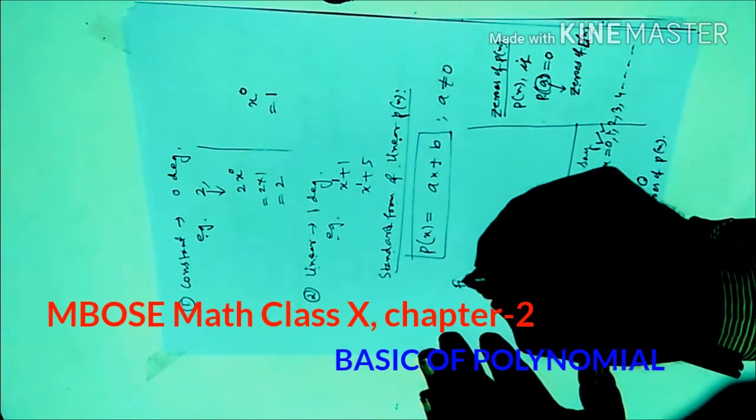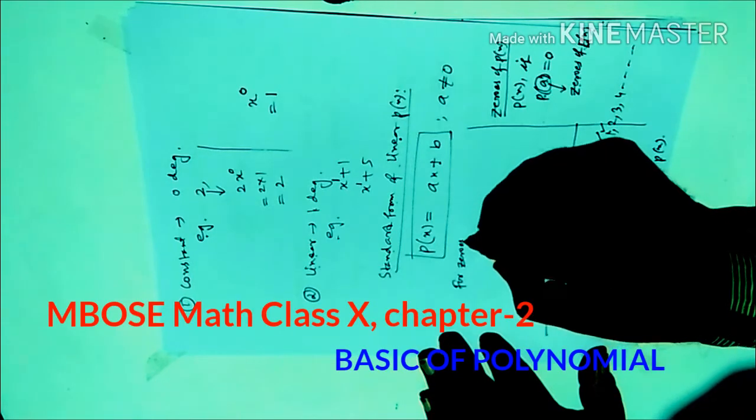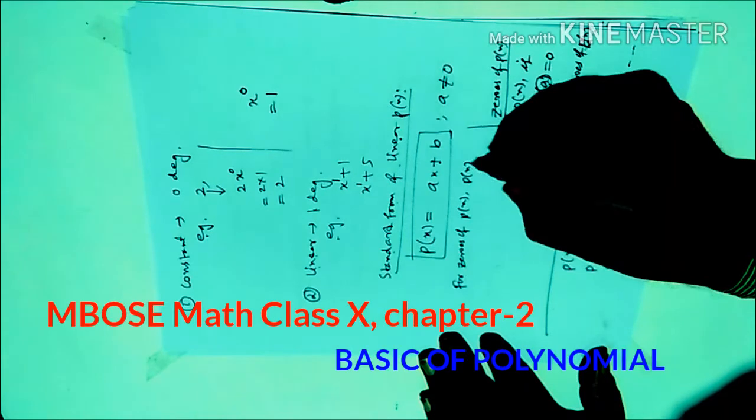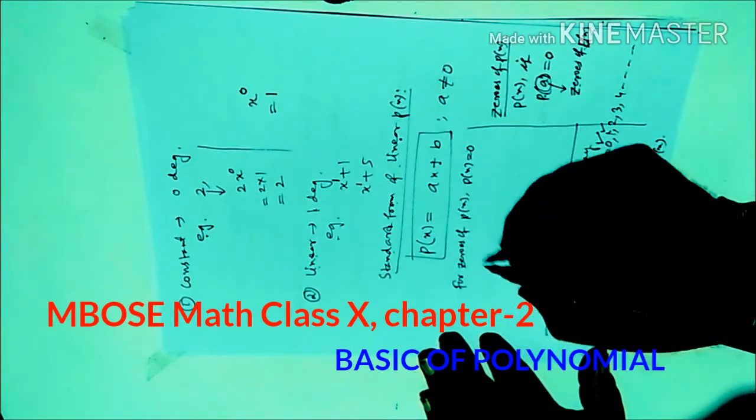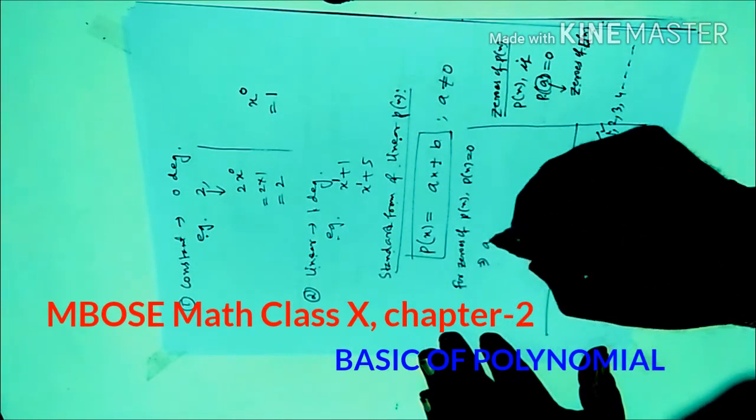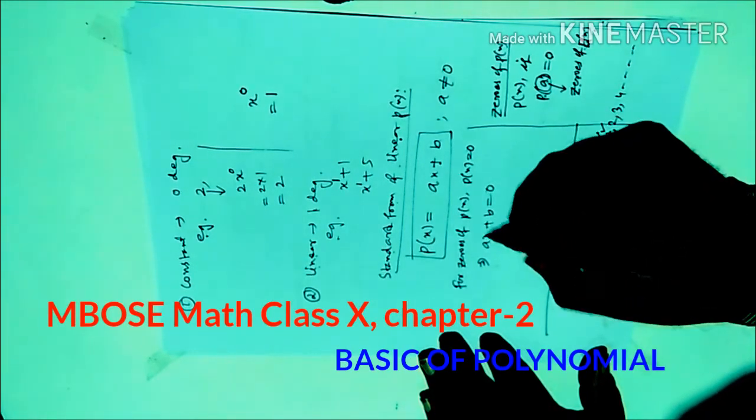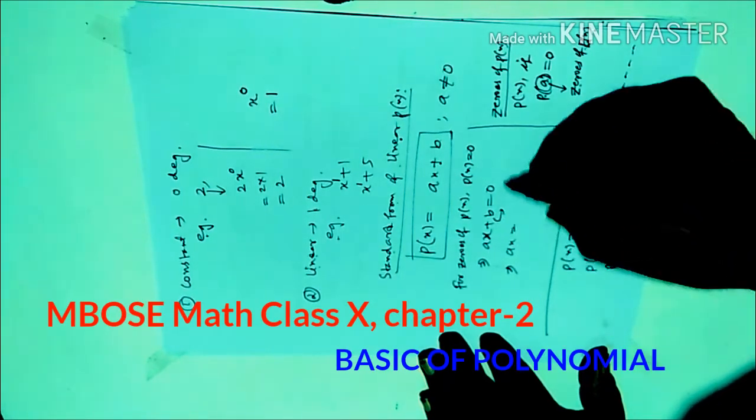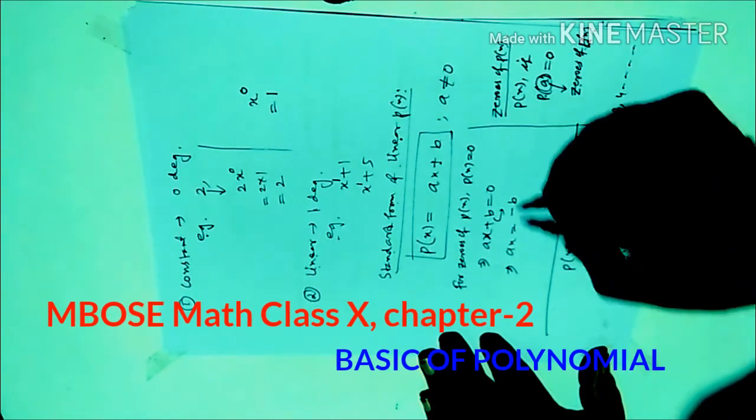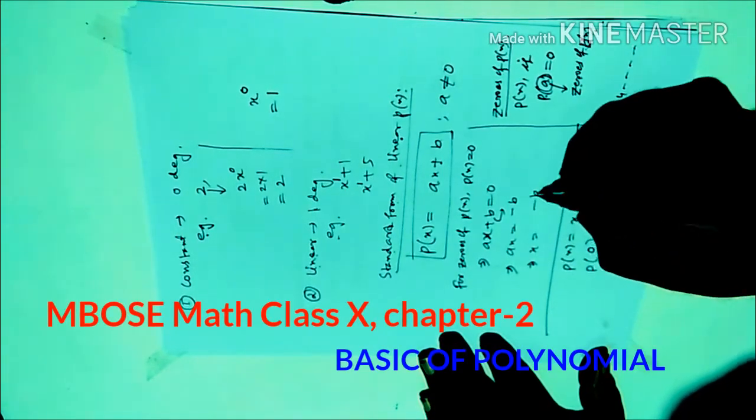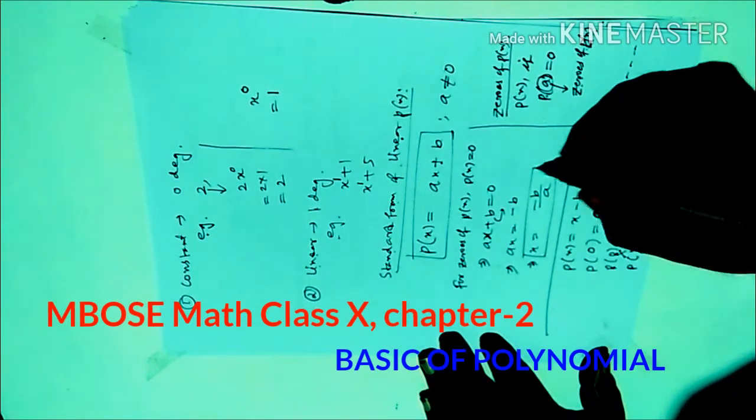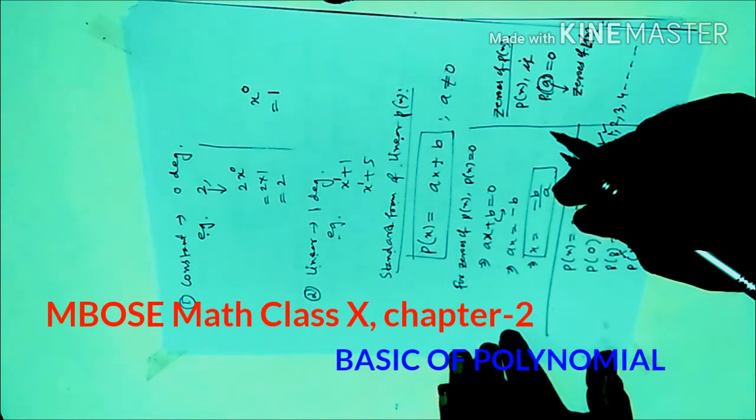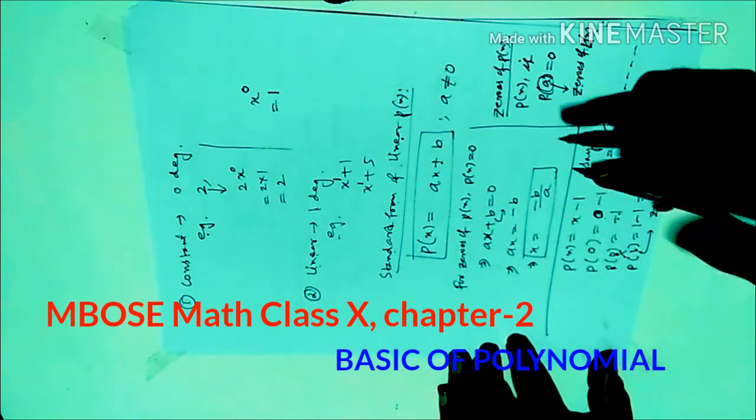So for the zero of the polynomial, p(x) should be 0. So p(x) means how much? ax plus b equal to 0. So now we carry this term to the other side: 0 minus b means minus b. So x equals minus b by a. So this is what we call the zero of a linear polynomial. I hope you understand.